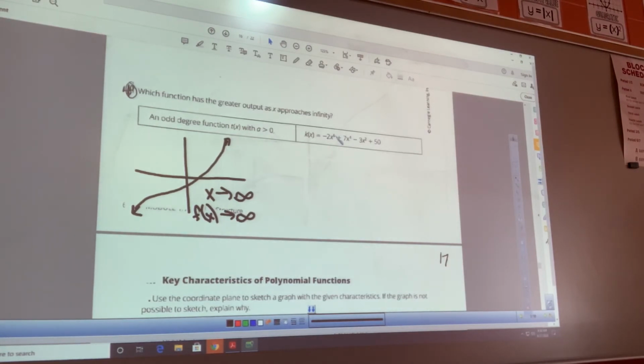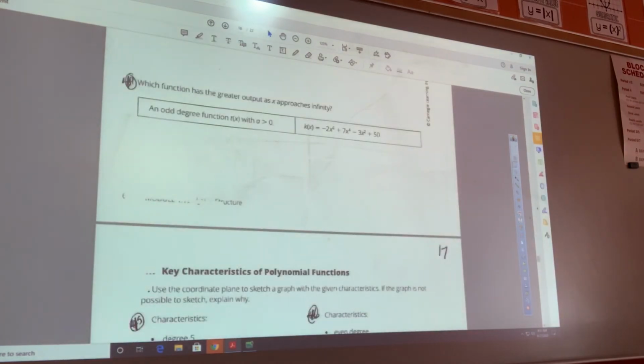That's a negative, is that a 6th degree? So it's going to be doing something here. 1, 2, 3, 4, 5. Which has a greater output as x is approaching infinity? As x approaches infinity, f of x is approaching negative infinity. So that's how you interpret those type problems.